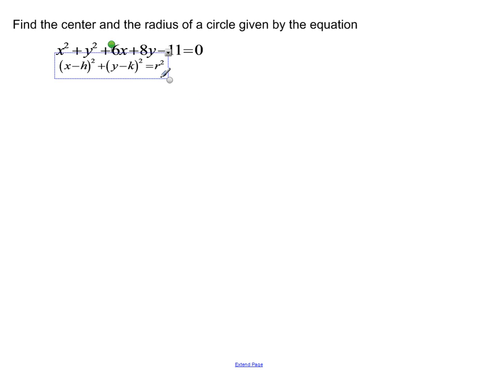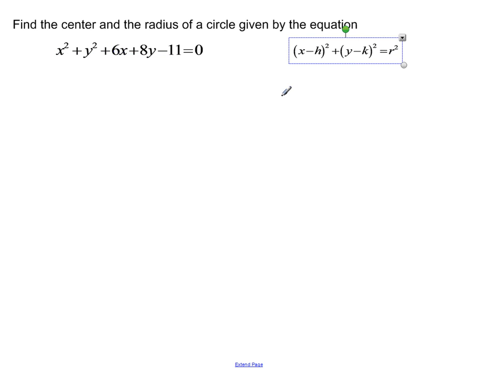The problem that we have with this is that we want to find this form, but we don't have it yet. So how are we going to get from here to here? That's our big question, right? So what we're going to do is use a process of completing the square. And what we're really saying is that if we arrange the terms in just the right way, we would get something that looked like x squared plus 6x plus y squared plus 8y equals 11.